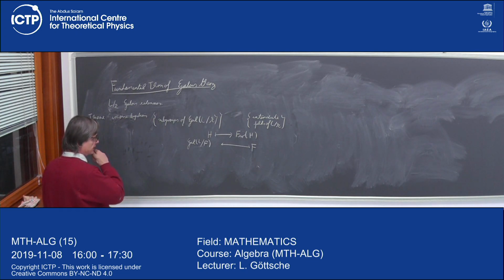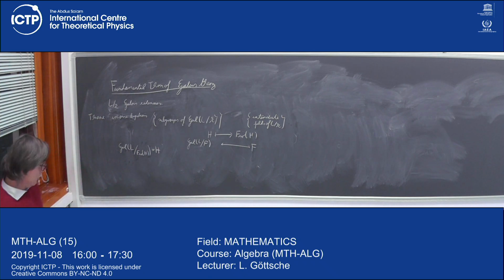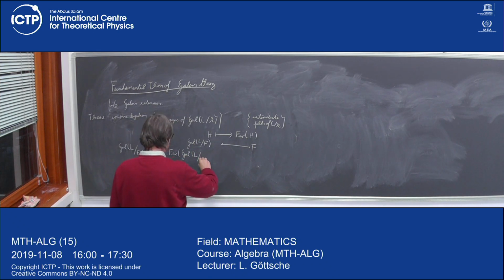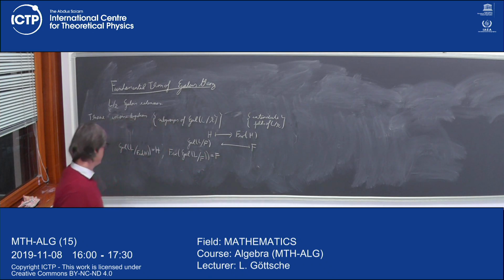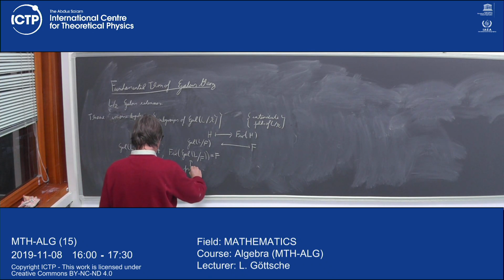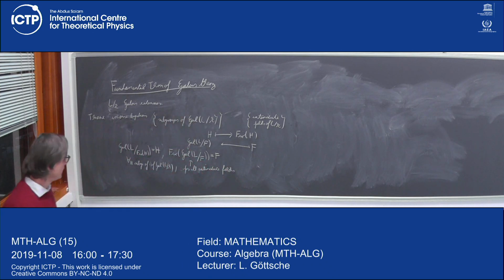This just means that if we take, say, the Galois group of L over the fixed field of a subgroup H, this is H, for any subgroup of the Galois group, and if we take the fixed field of the Galois group of L over some intermediate field F, this will be F. This is for all subgroups H of the Galois group, and this was for all intermediate fields. So we have proven this.